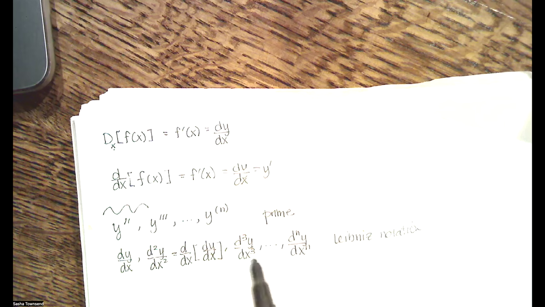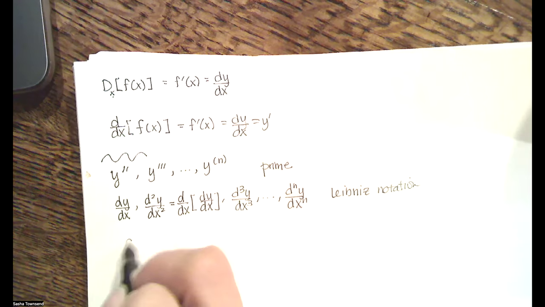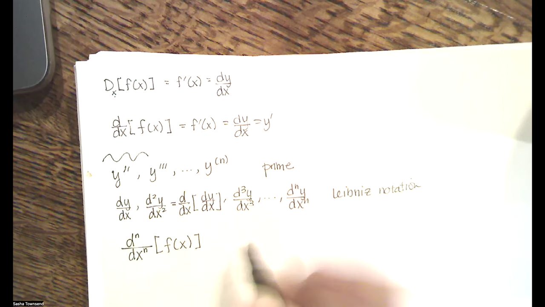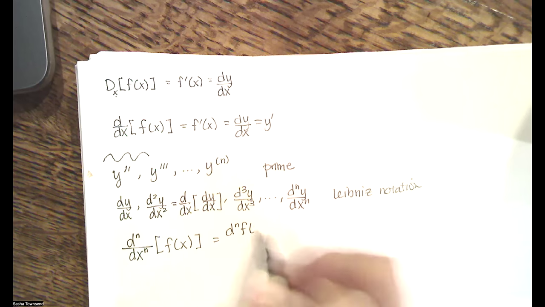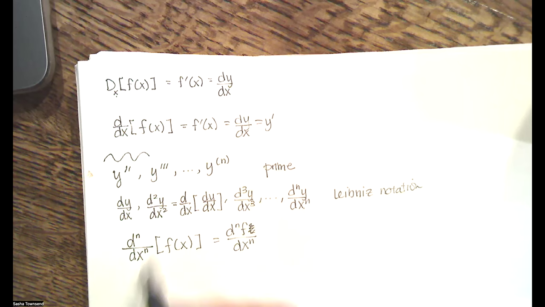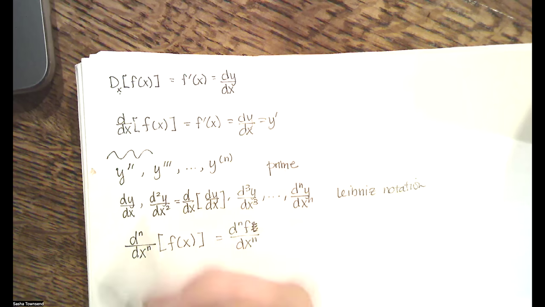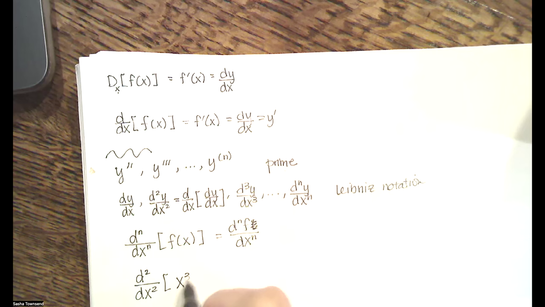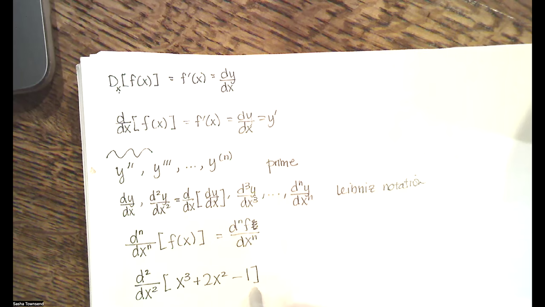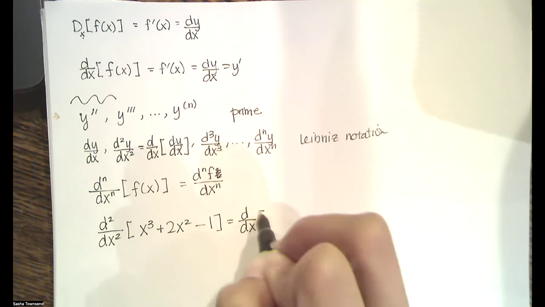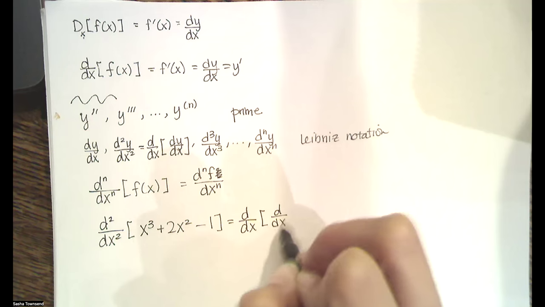And then if we're talking about the nth derivative of some function, we just say the nth derivative with respect to x of that function of x, which sometimes is written this way. Same thing. I tend to use this when I'm about to compute multiple derivatives of a function. So I might take the second derivative with respect to x of x cubed plus 2x squared minus 1. And that will involve taking the derivative with respect to x of the first derivative of that function.